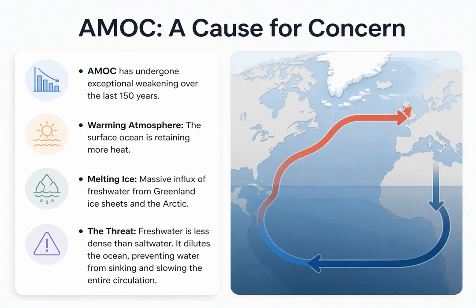However, AMOC is currently a major cause for concern among climatologists. Over the last 150 years, AMOC has undergone exceptional weakening. As the global atmosphere warms, the surface ocean retains more of its heat. More alarmingly, climate change is causing a massive influx of freshwater from melting Greenland ice sheets and the Arctic region. Remember, the whole AMOC engine relies on water becoming salty, dense, and sinking. Fresh water is not as dense as salt water. When this fresh meltwater pours into the North Atlantic, it dilutes the salty water, preventing it from sinking to the bottom. This effectively jams the gears of the entire circulation system.